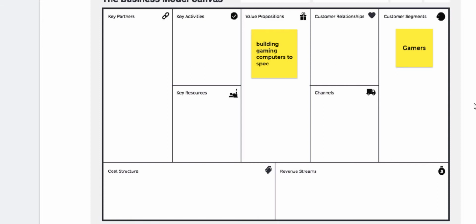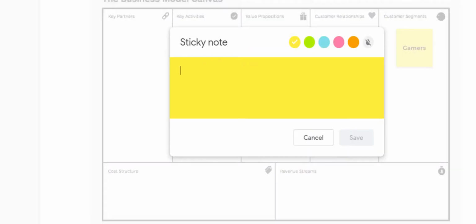Let's move to channels. Let's have an idea about channels. Remember we said there's purposes. So awareness. How are we going to raise awareness for this value proposition that we have on offer? We want gamers to know that we do this. So where are we going to go? We're going to go online. Okay, so we'll do social media.